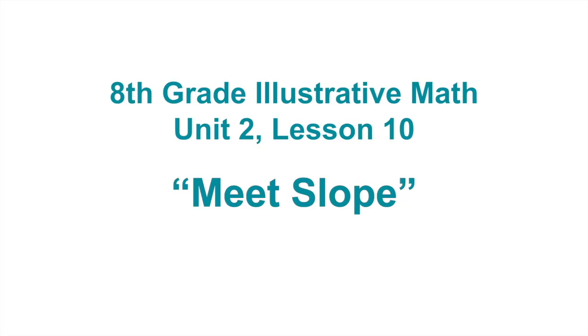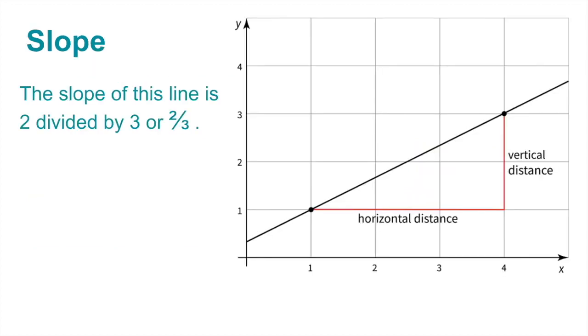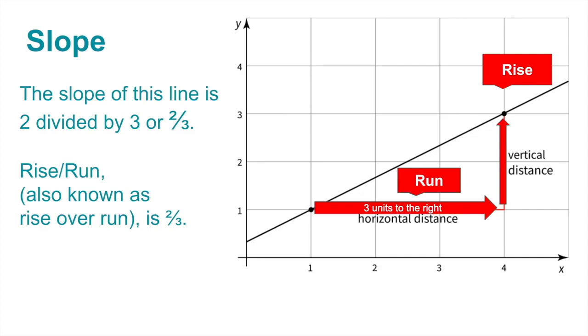Eighth grade, Unit 2, Lesson 10, Meet Slope. Glossary term, slope. The slope of a line is the steepness of the line, also commonly known as rise over run. We can calculate slope by dividing the change in the y value between two points over the change in the x value. The slope of this line is 2 divided by 3, or 2/3. It has a vertical distance of 2 units up and a horizontal distance of 3 units to the right. That's rise over run. The rise over run is 2 over 3.